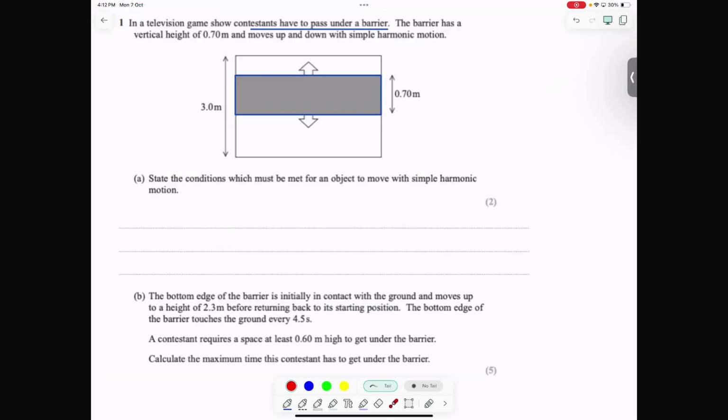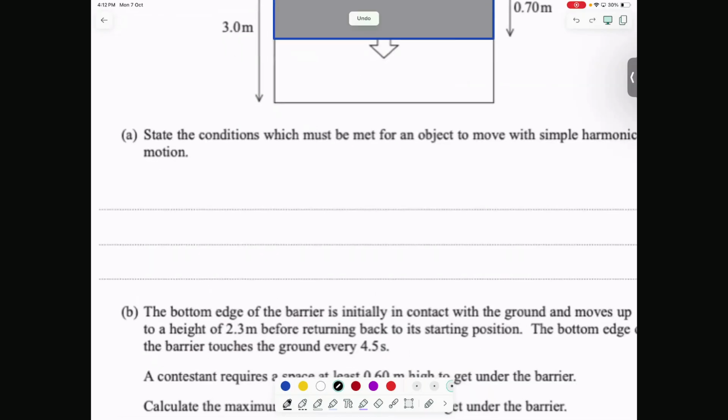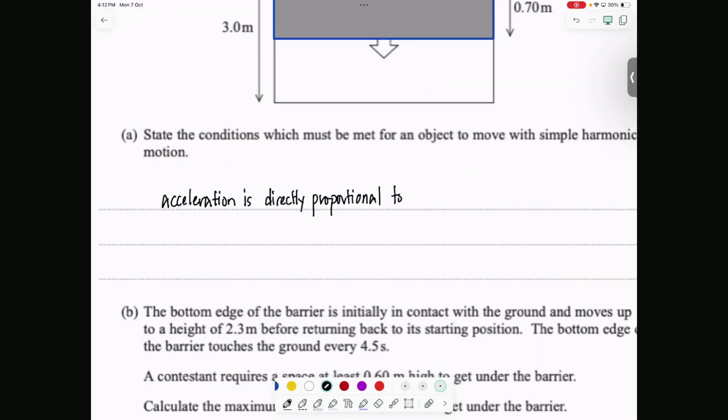State the condition that must be met for an object to move with simple harmonic motion. Very common question. What are the two things we just mentioned? The acceleration must be directly proportional to displacement, correct. That's the first one. And what is the other requirement? The one you guys said? Yeah, acceleration acts in the opposite direction to displacement.